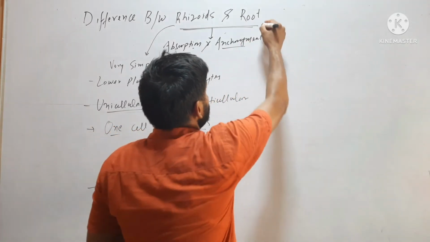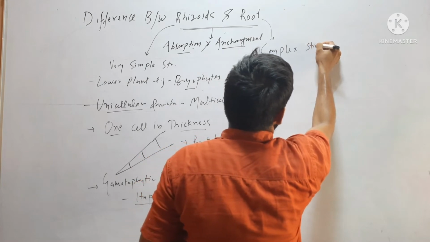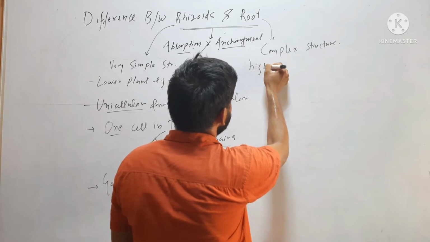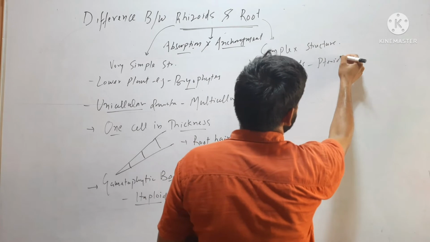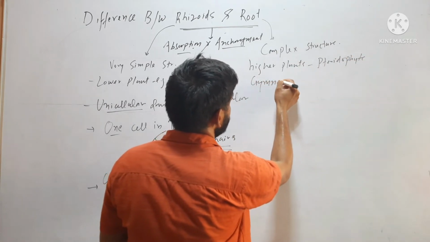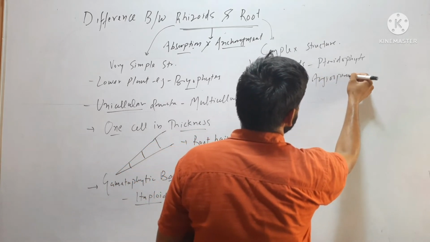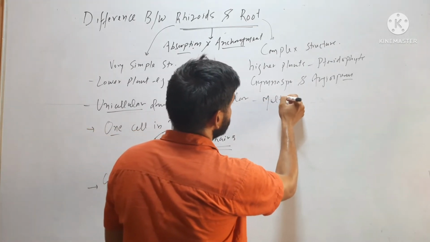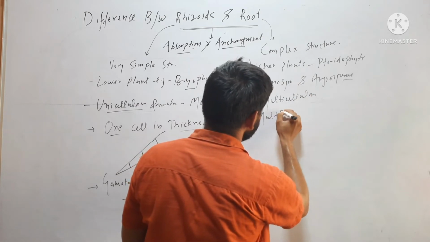When we talk about the root, it is a very complex structure that is found in higher plants like pteridophytes, gymnosperms and angiosperms. It is always multicellular and multilayered.